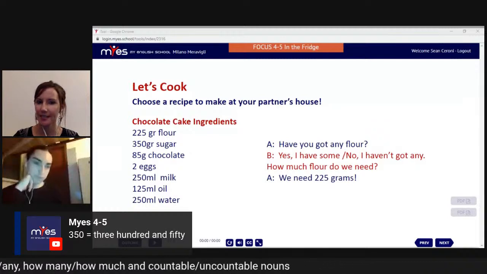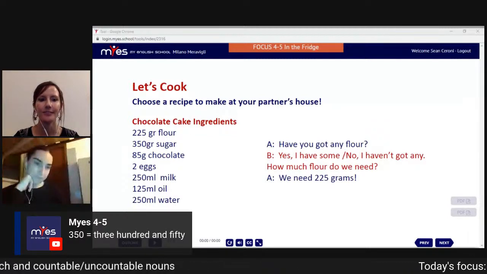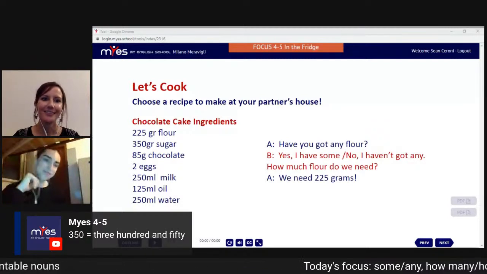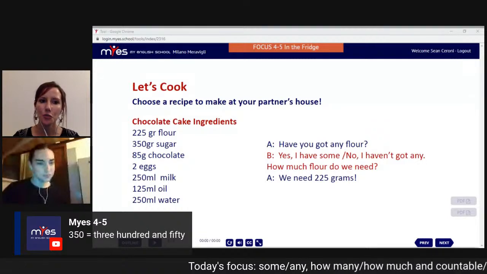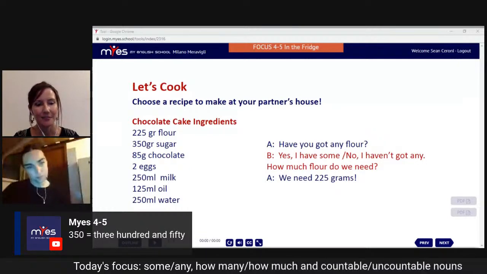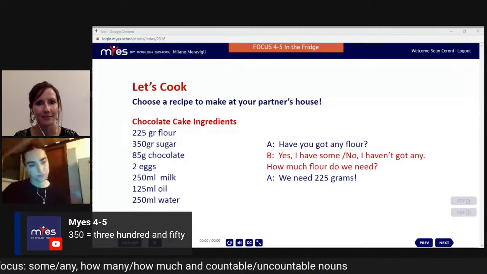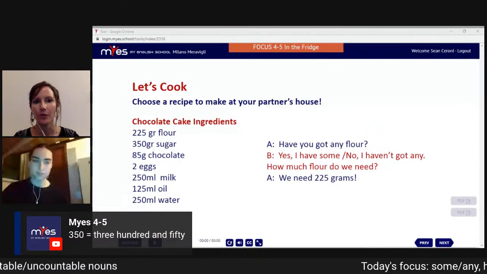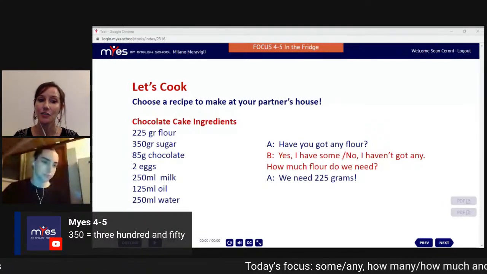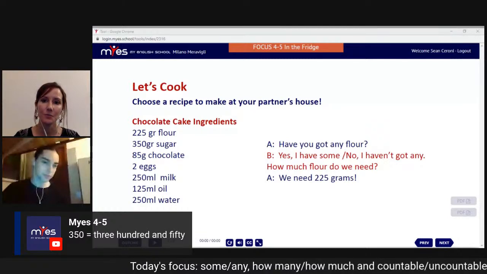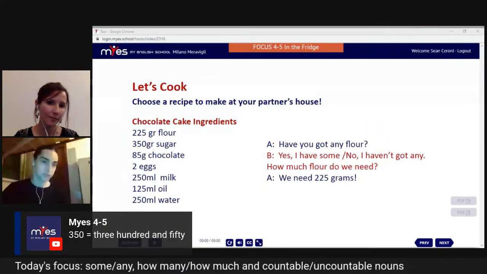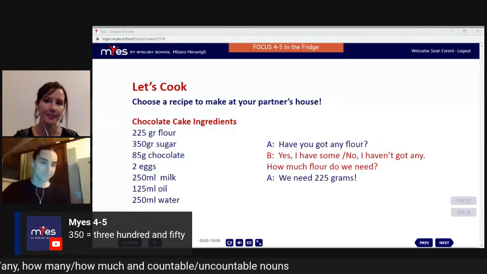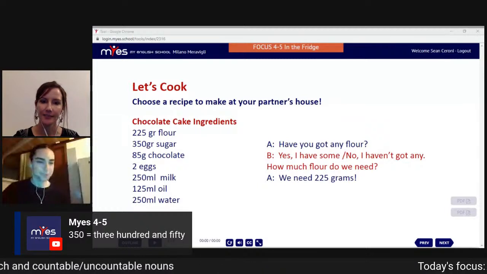The next one, I think you all know, 85 and 2. And then again, you've got 250. 125 mils of oil and 250 mils of water.